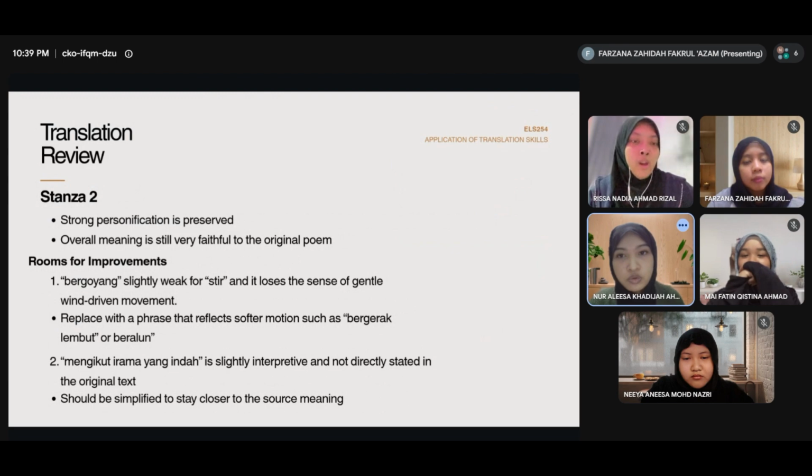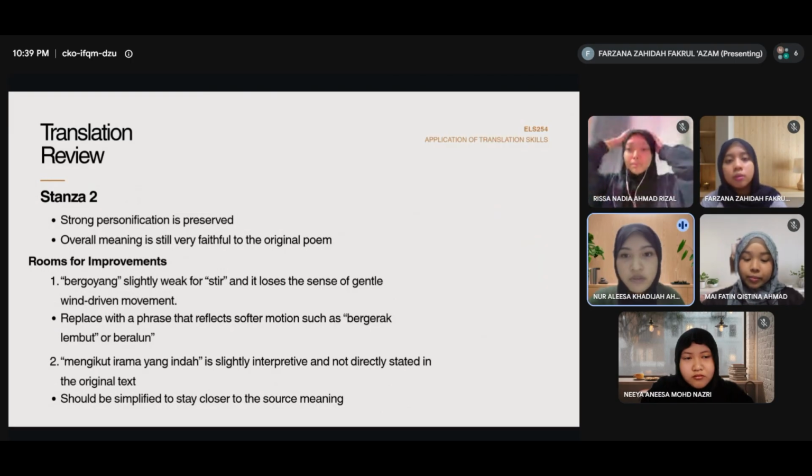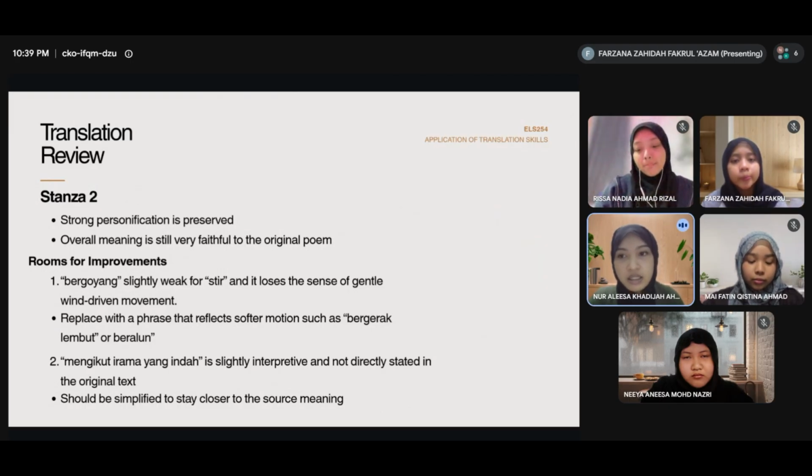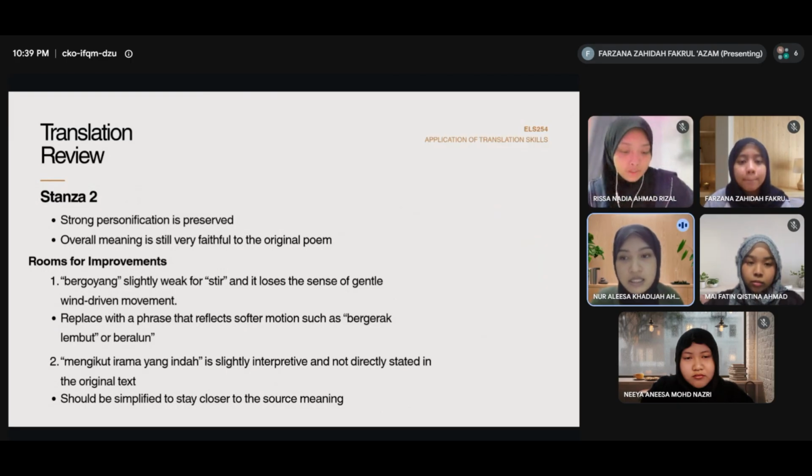For stanza 2, the translation shows us a strong use of personification where nature is described with human-like qualities and actions. This helps to maintain the poetic effect of the original poem. As the natural elements are given lifelike characteristics, the overall meaning is still very faithful to the source text, especially in preserving the imagery of movement, light, and natural harmony. The translated lines successfully reflect the calm and continuous flow of the nature, which is an important feature of the original poem. However, there are few areas that could be improved in terms of word choice and accuracy.